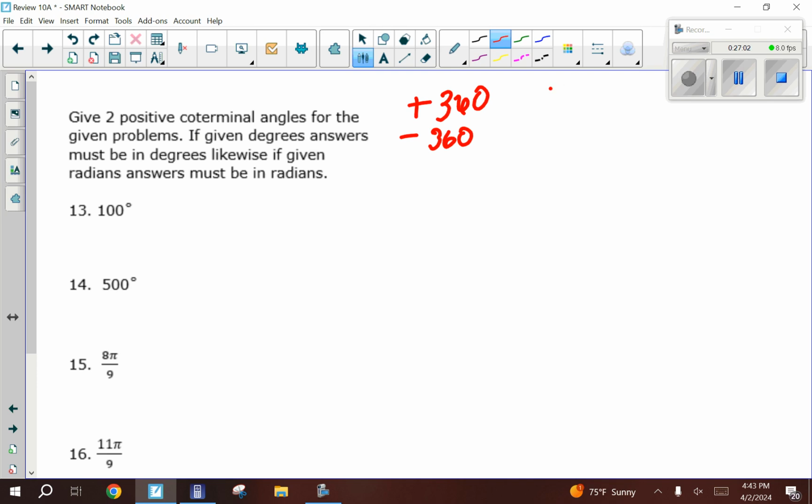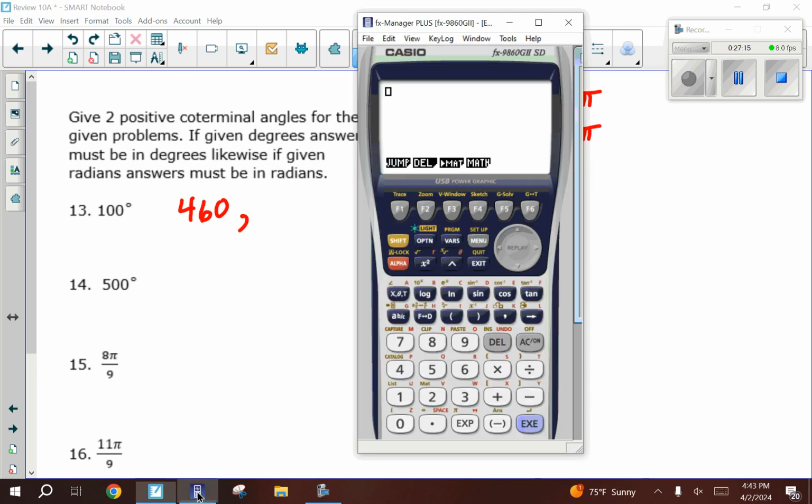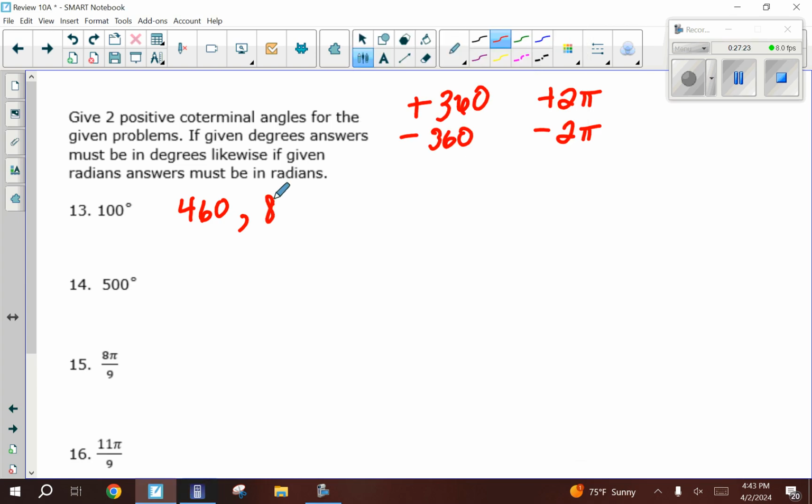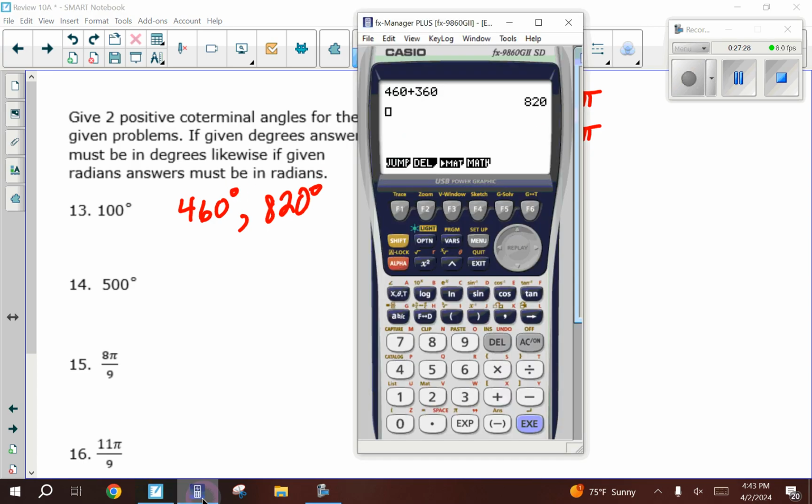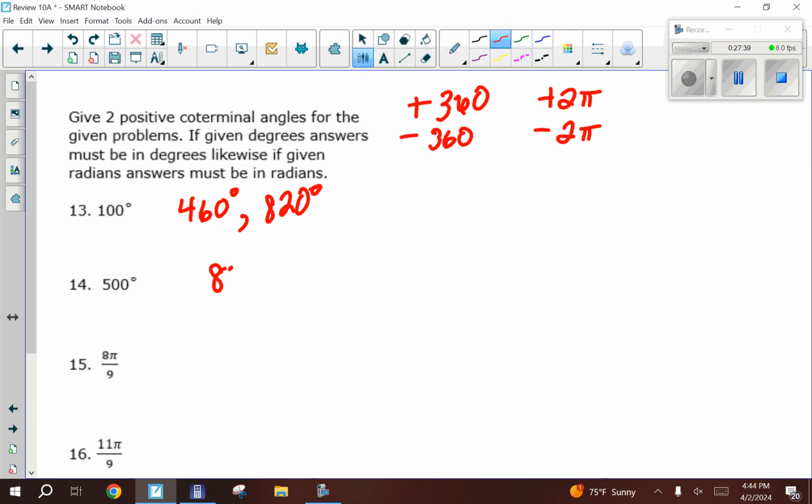Now, if it's in pi, you want to add 2 pi because a full circle around is 2 pi, or you want to subtract 2 pi. So if I have 100 degrees and I add 360, one of the coterminals is going to be 460. And then if I take 460 and add another 360, that's going to be 820. So those are our measurements. Next is 500. So if I want, I can do 500 plus 360. That'll definitely give us a positive, so 860.